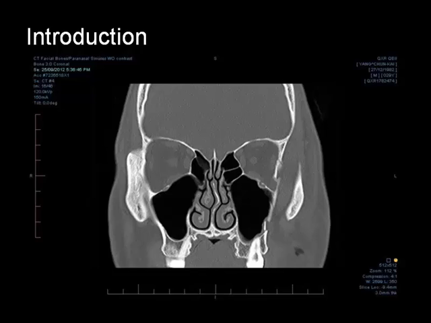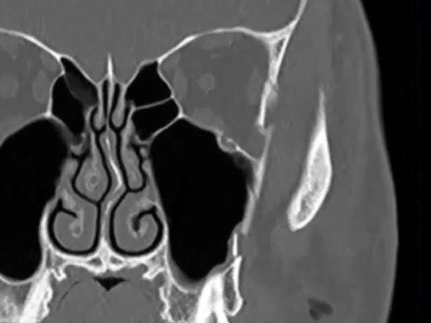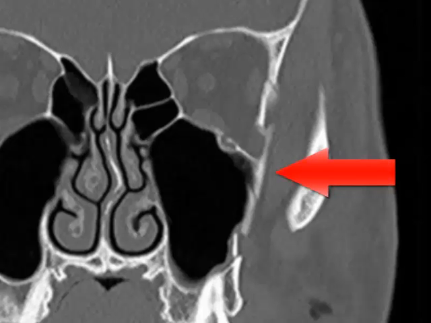Now this screen image demonstrates a comminuted fracture of the left zygoma on a coronal CT. These images are essential for the proper treatment of this type of complex fracture. Note the effect of this facial trauma on the maxillary sinuses and the orbit.